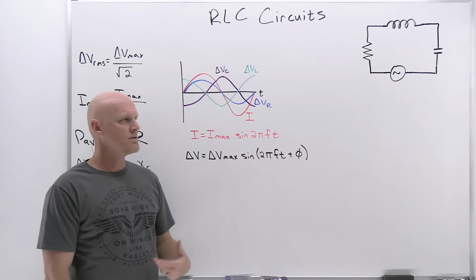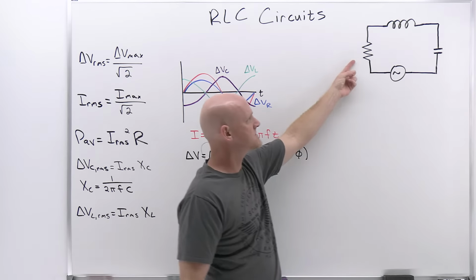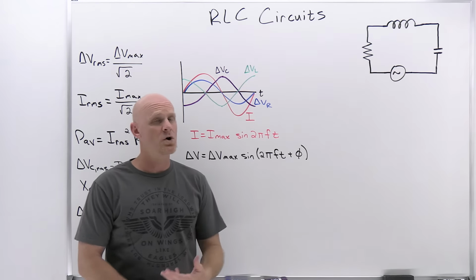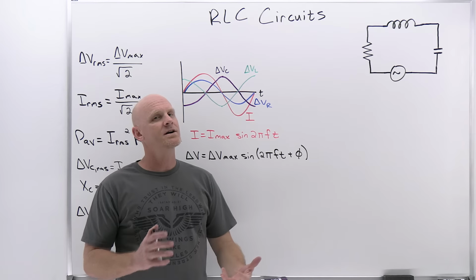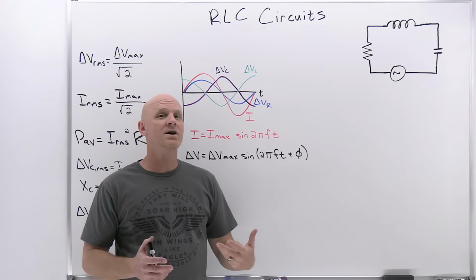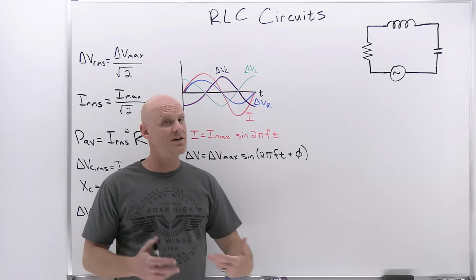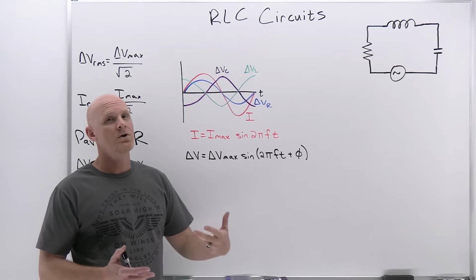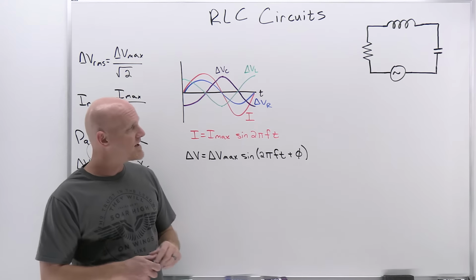And so if we want to find the overall delta V max of this circuit, because they're out of phase, we can't just add the delta V max of the resistor, the delta V max of the inductor, and the delta V max of the capacitor all together and get the overall delta V max of the circuit. That's not going to work because they don't all hit delta V max at the same time. If they did, then you could just add them together. We'd say they're in phase, but because they're out of phase, we've got to come up with a way to take that into account.